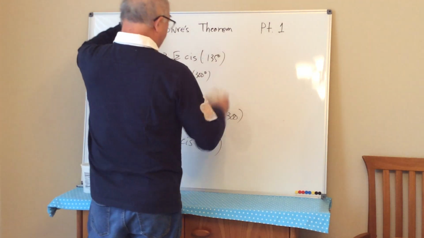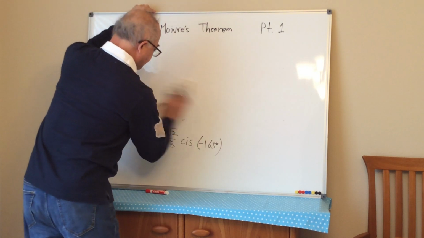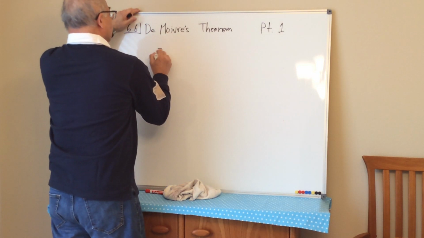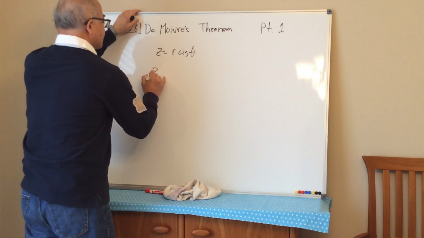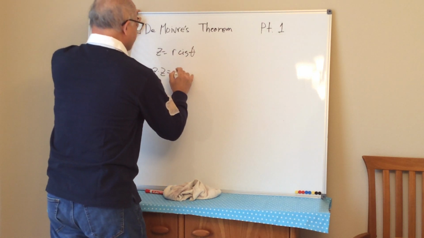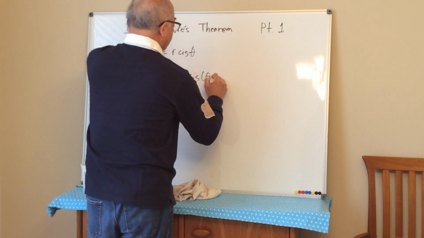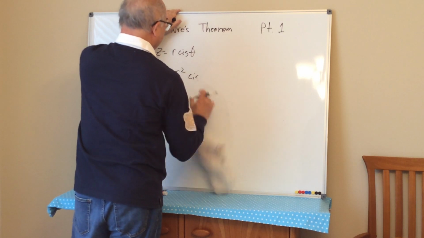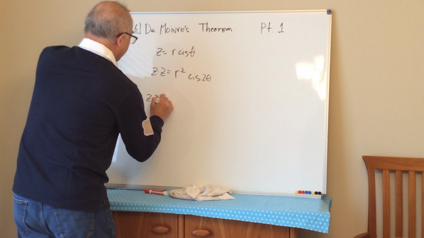So de Moivre's theorem, let's say that I have a Z equal to R CIS theta. Okay, so what is Z times Z going to be? That's going to be this guy times that guy, so it's going to be R squared. And they're going to have CIS theta plus theta, right? Which is nothing more than what? This is going to be 2 theta, correct? CIS 2 theta.